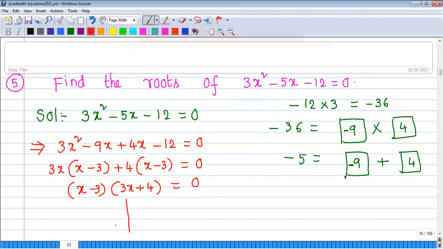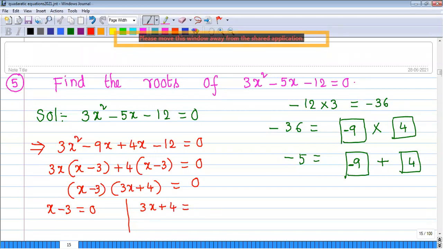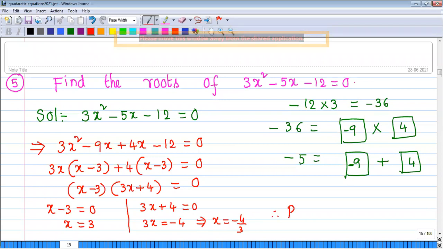Now we get two cases. x minus 3 is equal to 0 or 3x plus 4 equals to 0. Take negative 3 to the right hand side. It becomes positive. x is equal to 3. Take positive 4 to the right hand side. 3x is equal to negative 4. Still we need to find out the x value here. x is equal to minus 4 by 3. Therefore roots are negative 4 by 3 or 3.